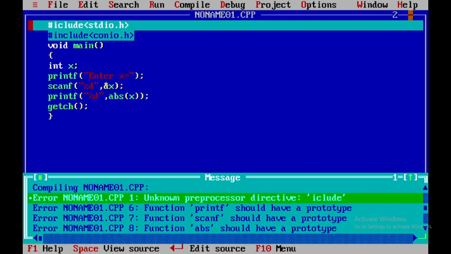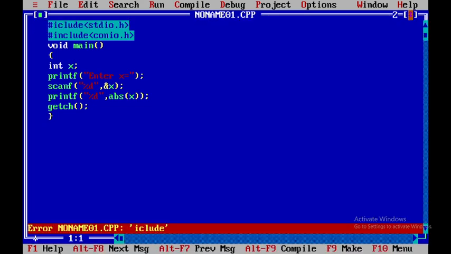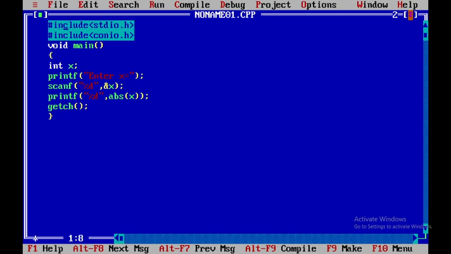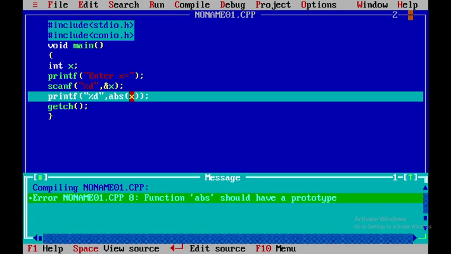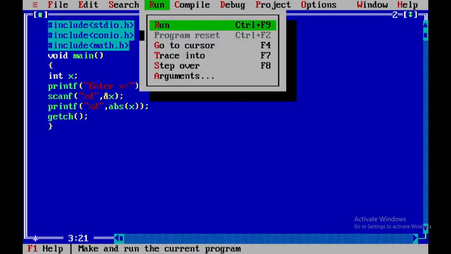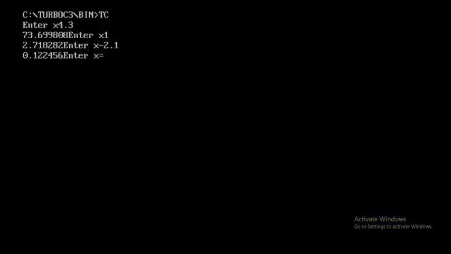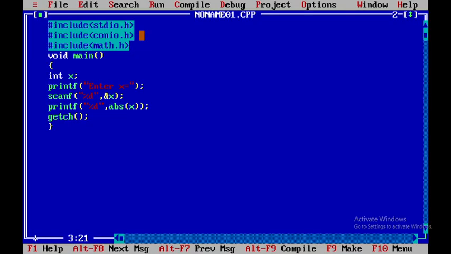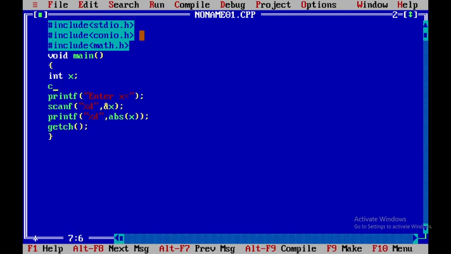Now there are errors. The function abs is a mathematical function defined in the header file math.h, so we want to include math.h here. It contains various mathematical functions. Now if you run, we clear the previous output, and here we are on a new line.